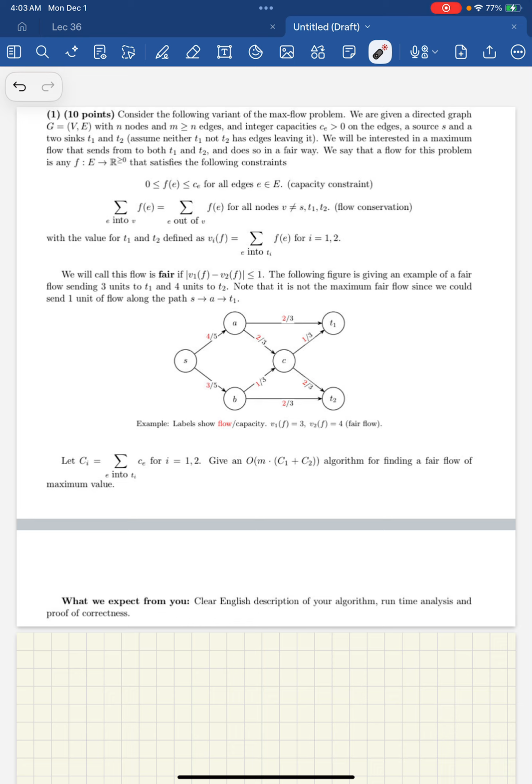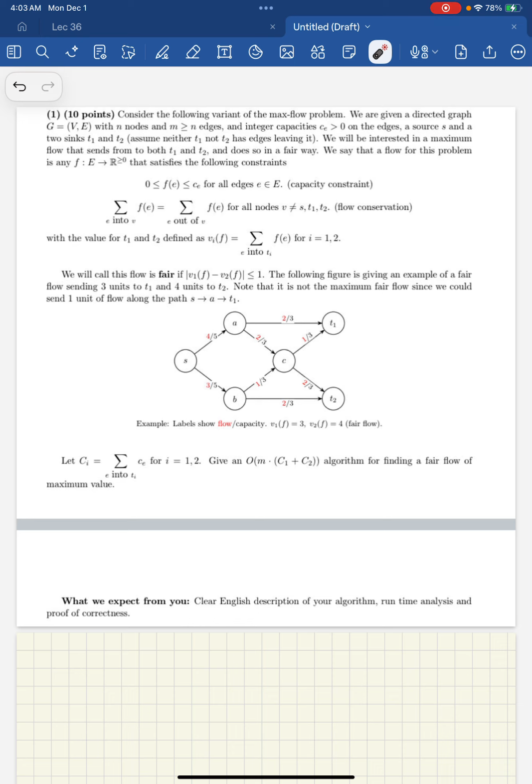So here we essentially have a variant of the max flow problem. We have a directed graph, we have integer capacities on the edges, and a source. The only difference is that we have two sink nodes instead of just one. And we want to maximize our total flow into the two sinks, but we want to ensure our flow is fair, or like the value of the flow into one sink is at most one more than the value of the flow into the other.